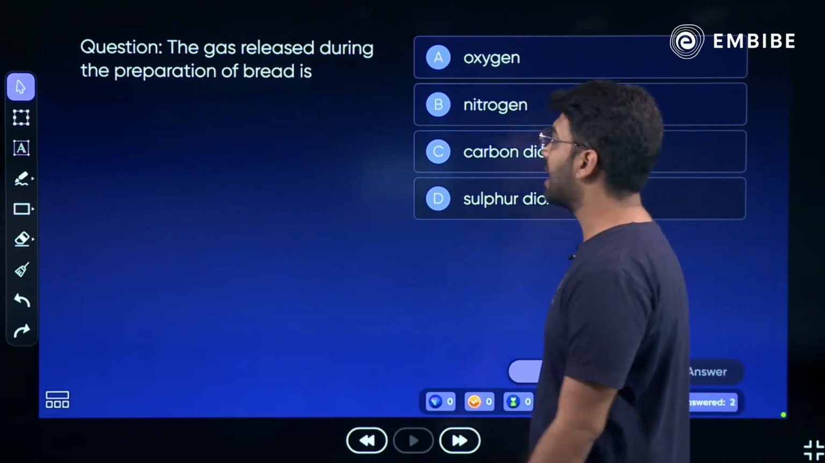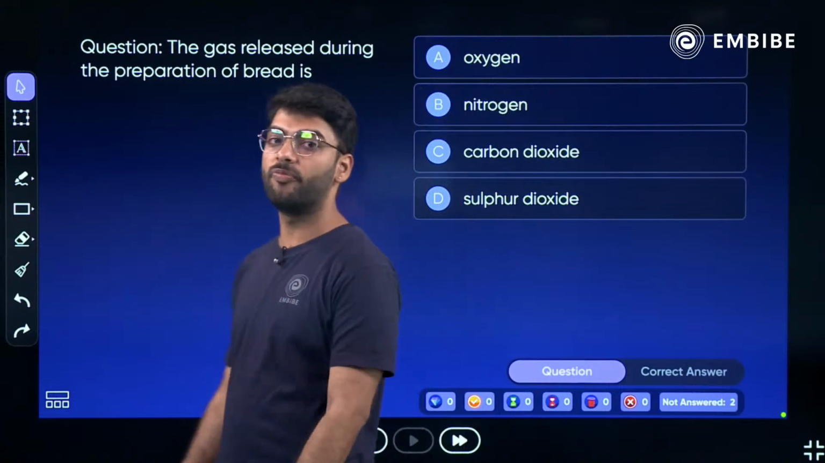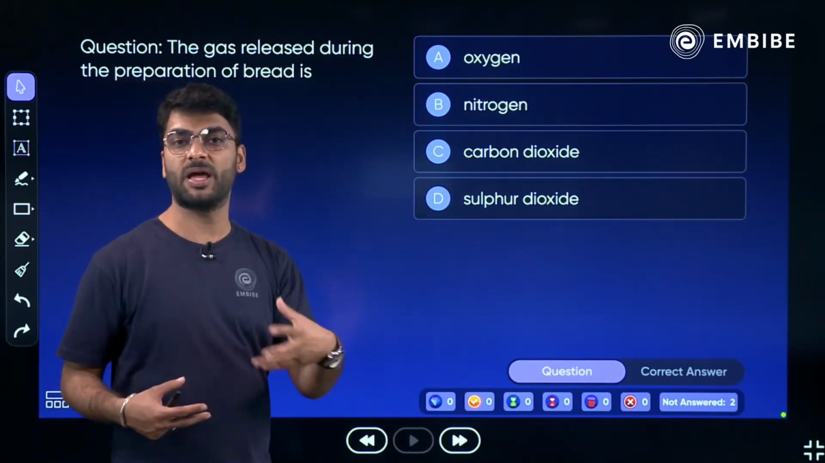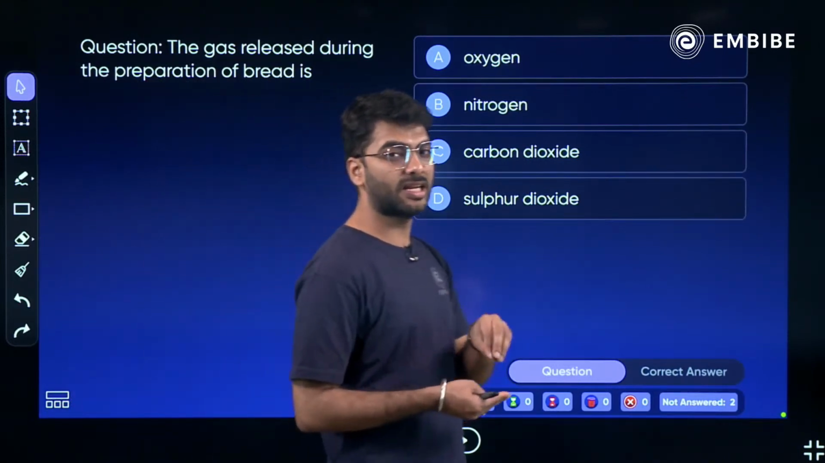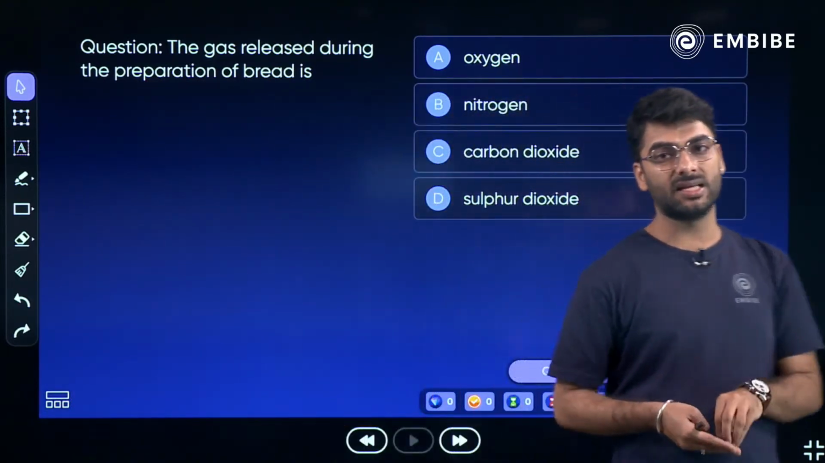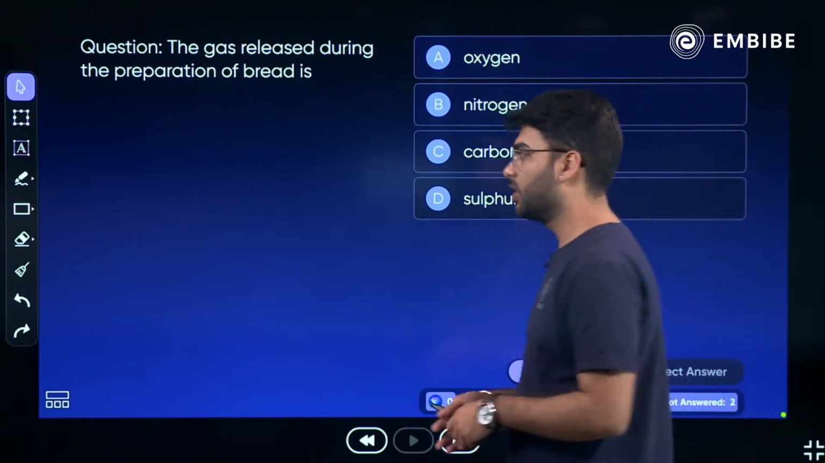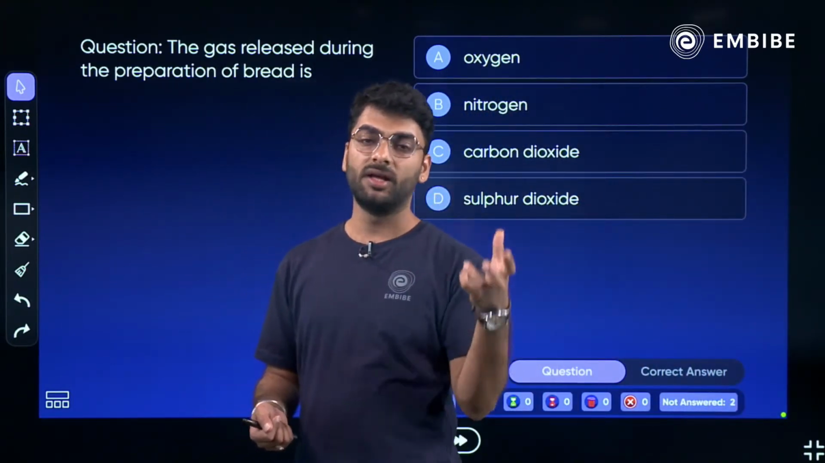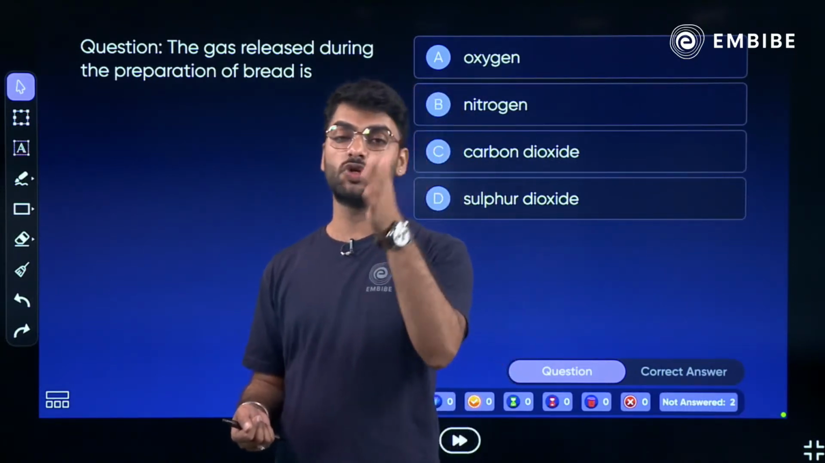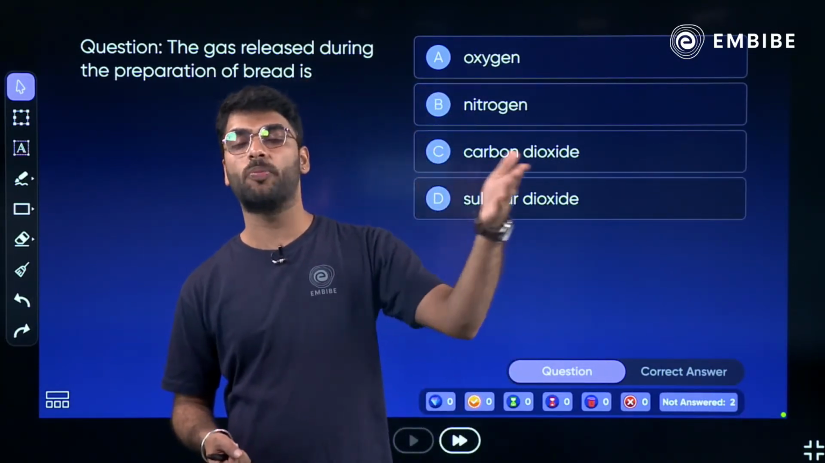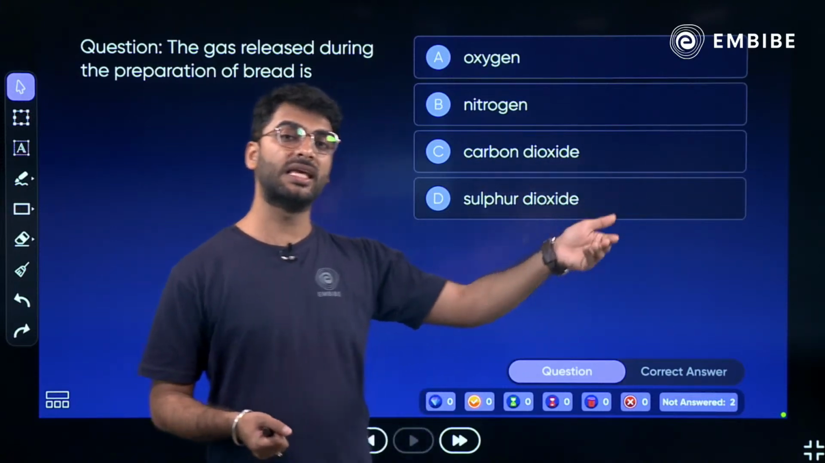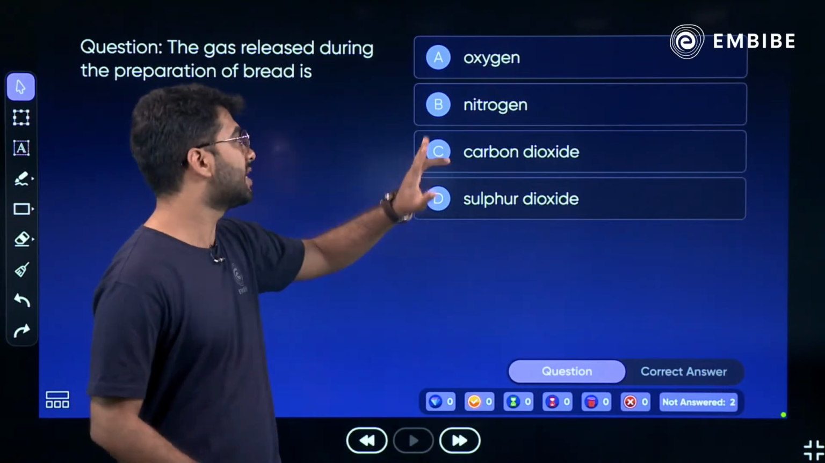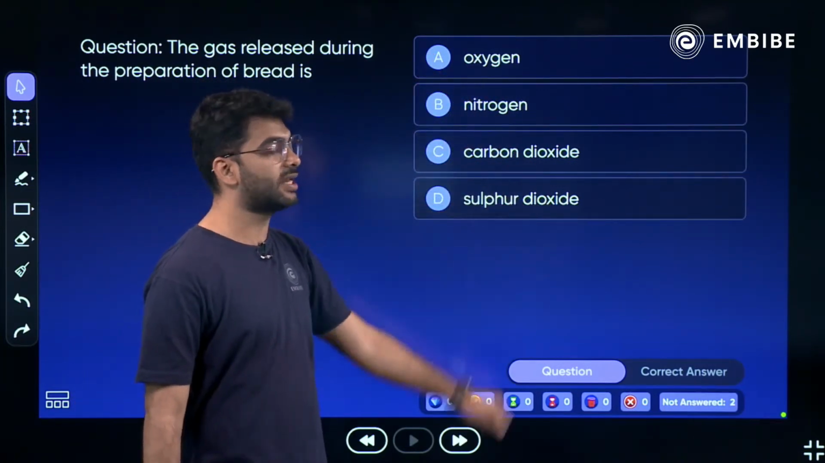Next one. The gas released during the preparation of bread. When we prepare bread, now, bread is something that is prepared using yeast as the microorganism. So, what we do is we add sugar. So, when we give sugar to yeast, yeast undergoes anaerobic respiration and it releases dash plus alcohol plus energy. So what is that dash? Oxygen, nitrogen, carbon dioxide, or sulfur dioxide.